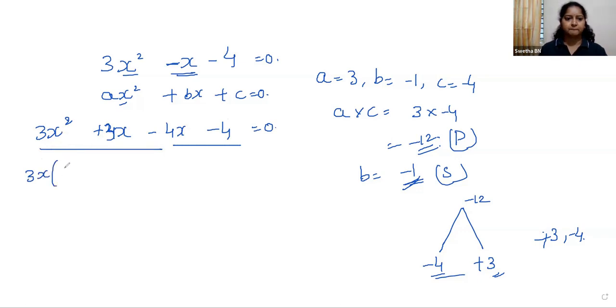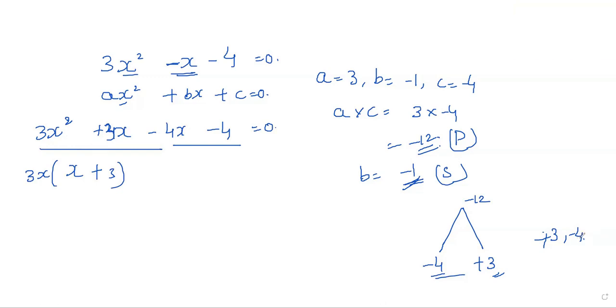3x is common. X plus 3. See here. Ma'am, it should be x plus 1. One second. Which one? Numbers are correct. 4, 3 are 12. And this is minus 1. 3x square plus 3x minus 4x minus 4. I think the problem is wrong.